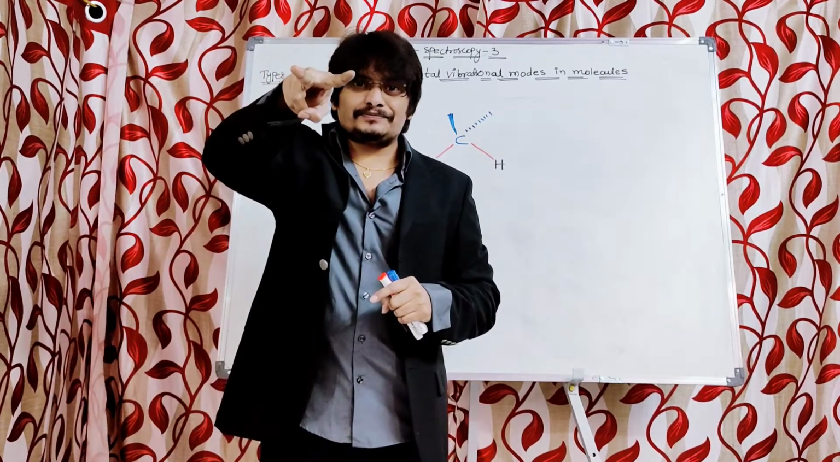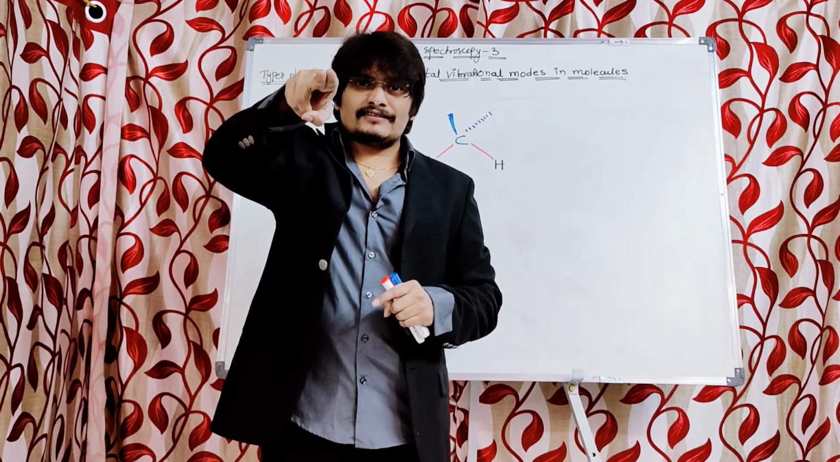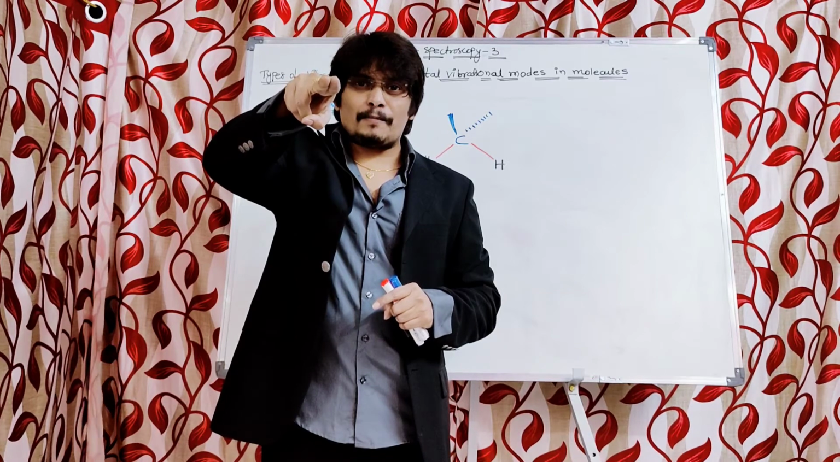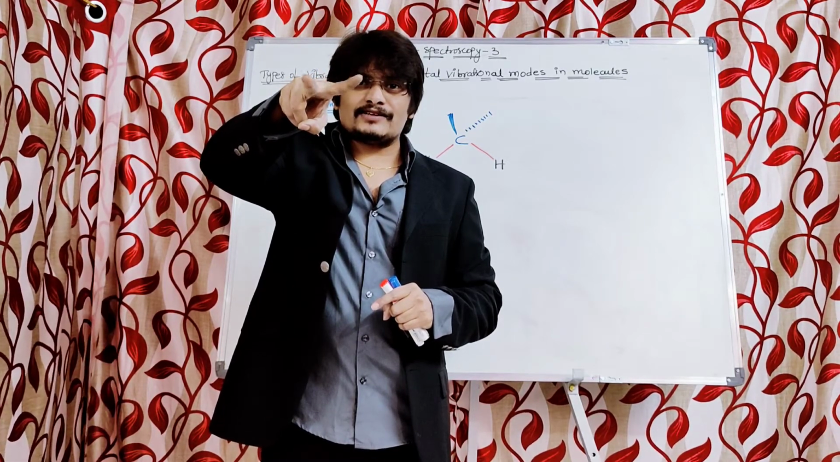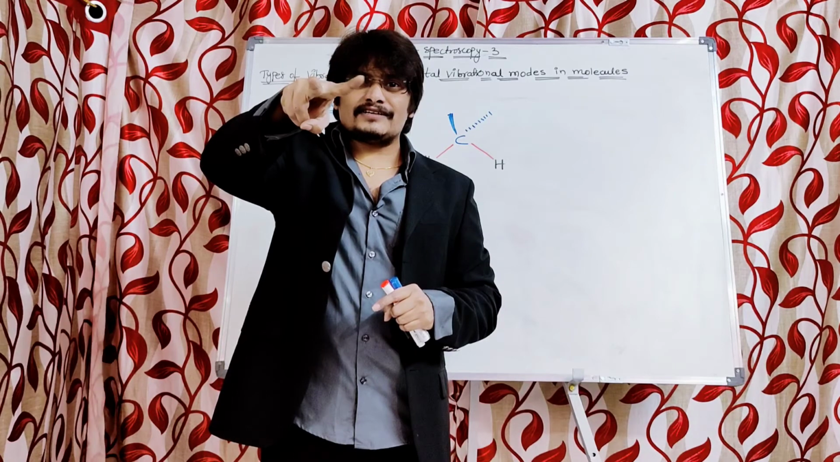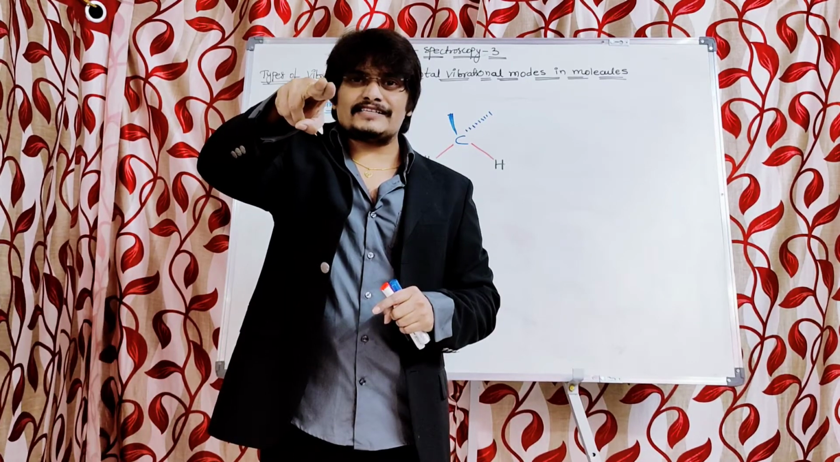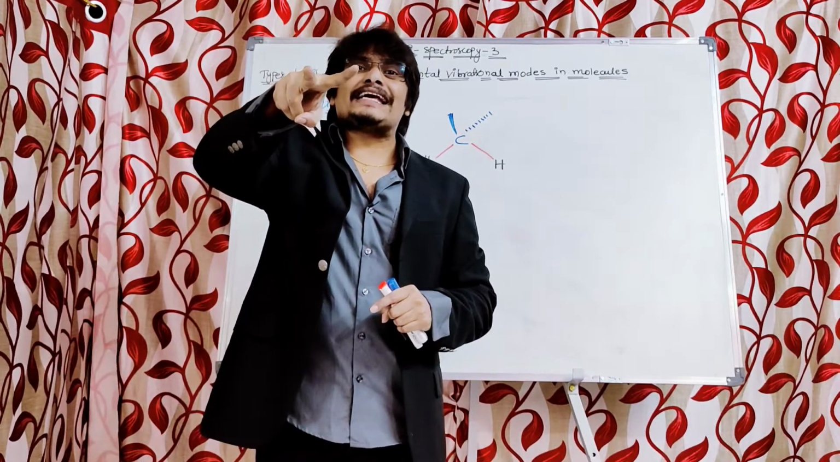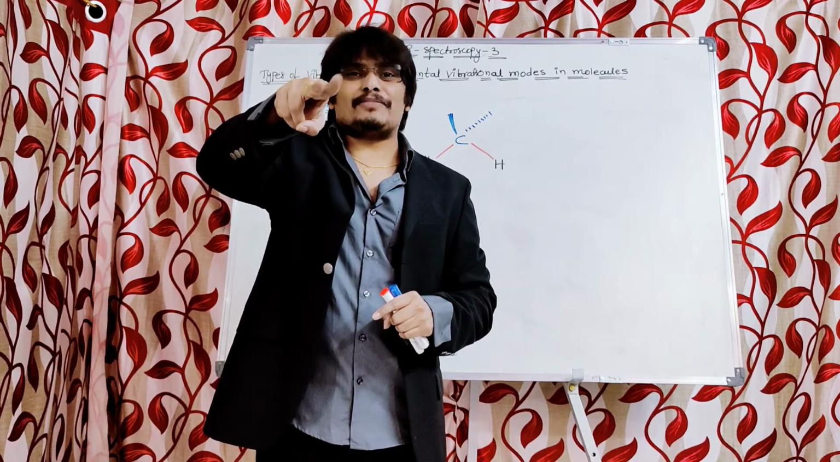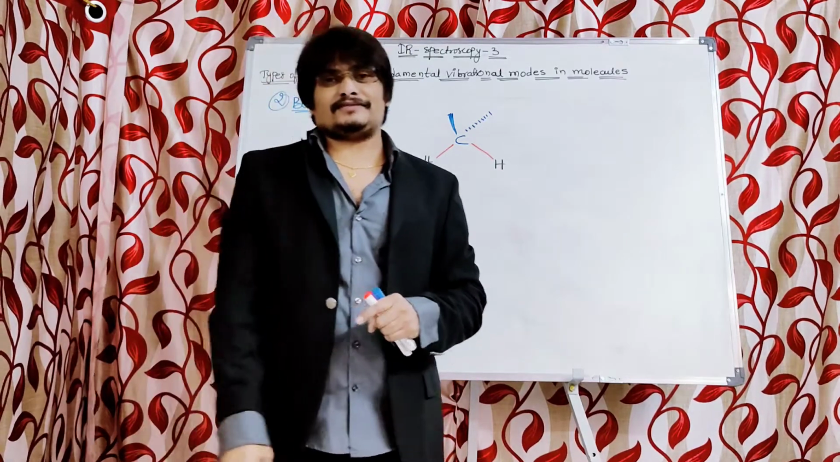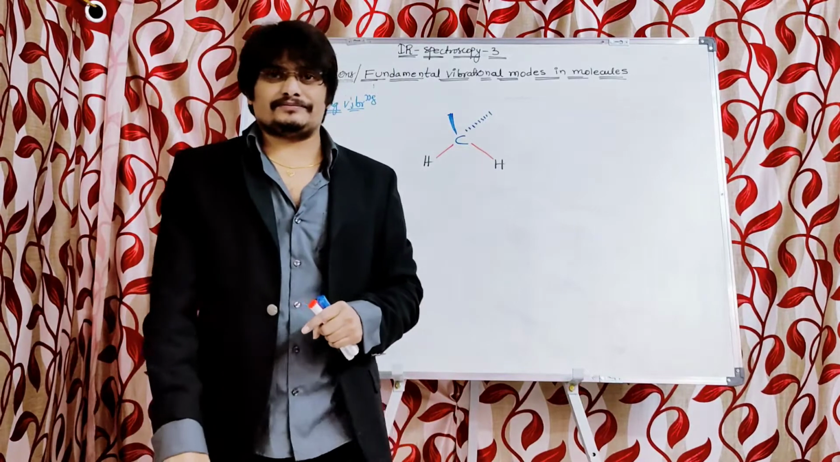And what is another vibration that is possible? See here. Two hydrogens, same two hydrogens. It is like a scissor. So this is nothing but scissoring bending vibration. This is another type of bending vibration.